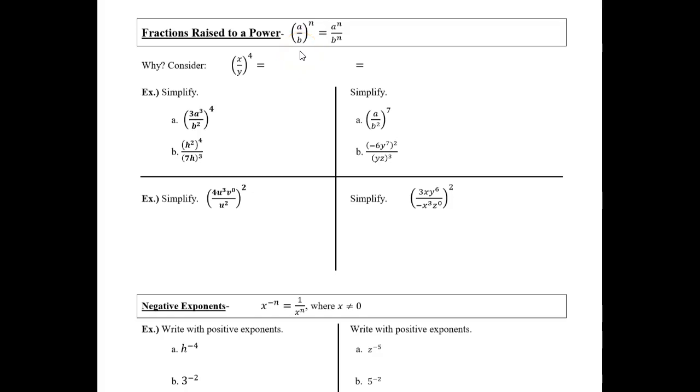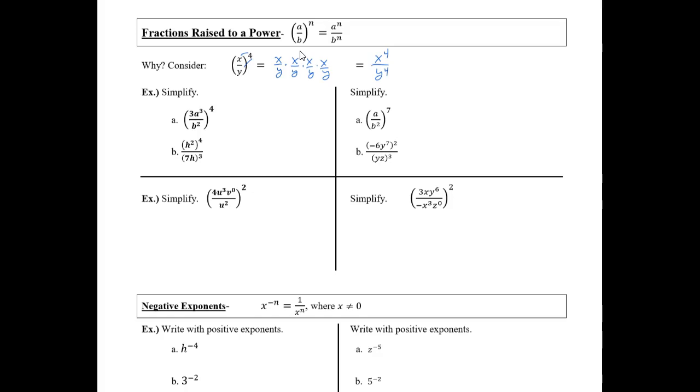If I had the quantity x divided by y to the fourth power, that means I am just taking x divided by y times itself 4 times. And the way we multiply fractions is straight across the numerator, straight across the denominator. So x times x times x times x is just x to the fourth, and y times y times y times y is y to the fourth. So we can see that everything inside there got the fourth power.